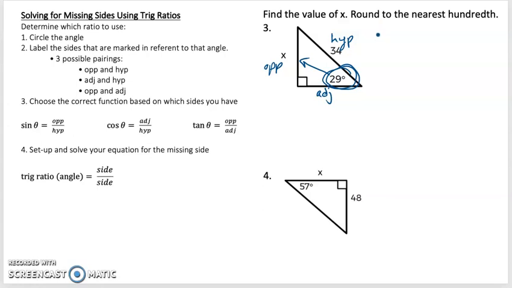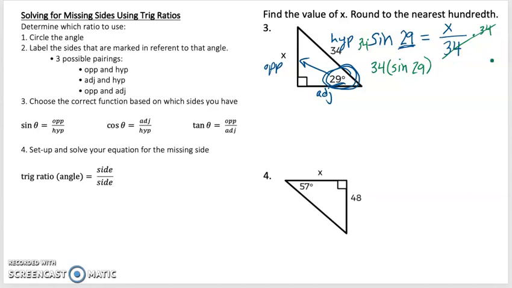So it's going to be the sine of 29 degrees. Remember, it's always sine, cosine, or tangent of the angle. And that sine of 29 is equal to opposite side x over the hypotenuse 34. So now we just need to solve for x. Right now we've got x divided by 34. So to undo that, we have to multiply by 34 on both sides. So we've got that x is equal to 34 times the sine of 29.